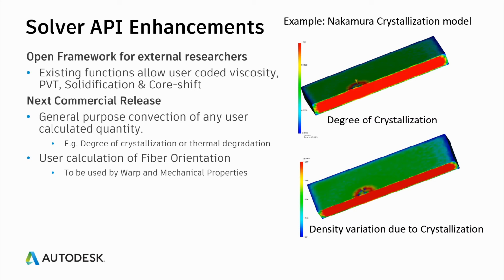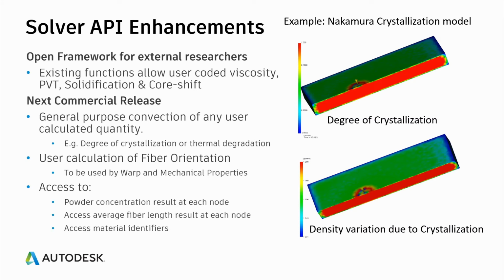Other enhancements to the Solver API capabilities include to allow you to access the powder concentration result at each node, if you want to use that in a modified viscosity function, for example. Also to allow you to access the average fiber length result at each node, if you want to, for example, use that in a fiber orientation model. And we've also introduced utility functions which allow you to identify what material is being molded.